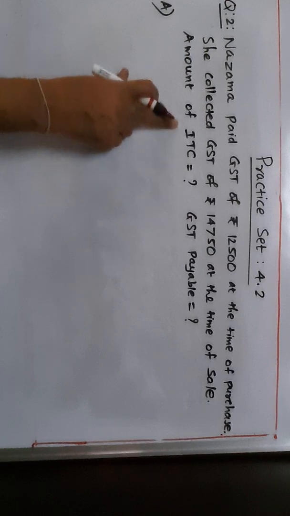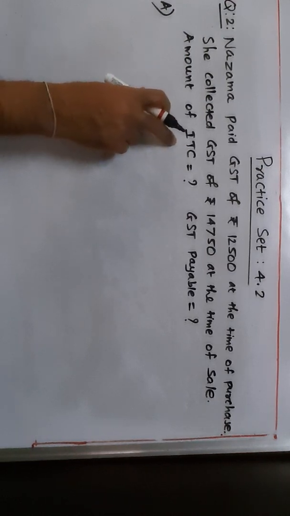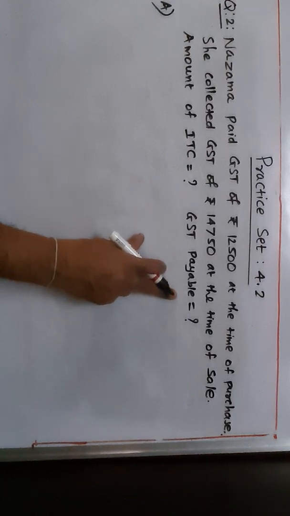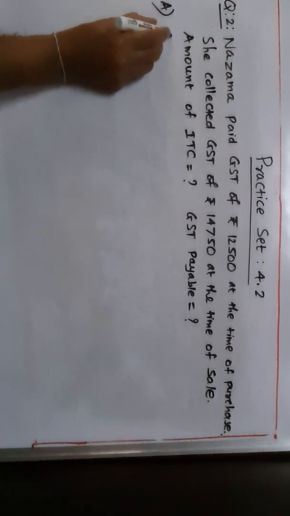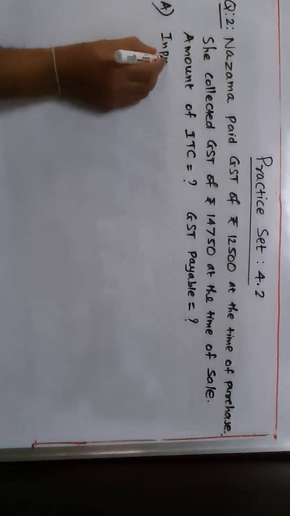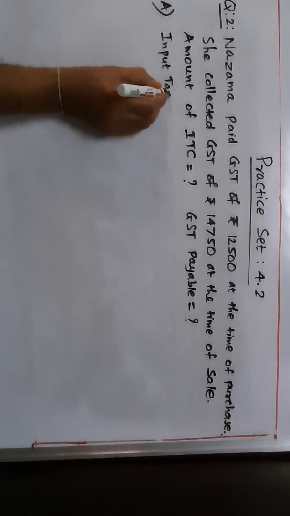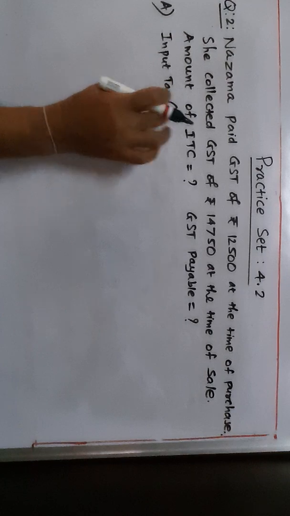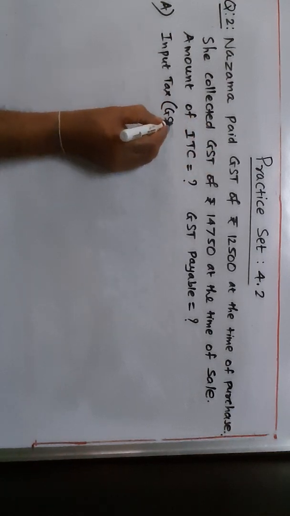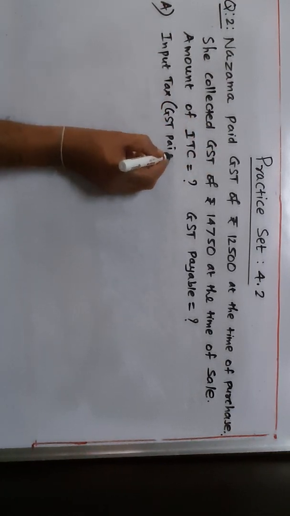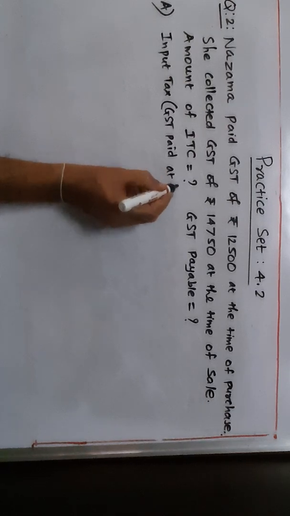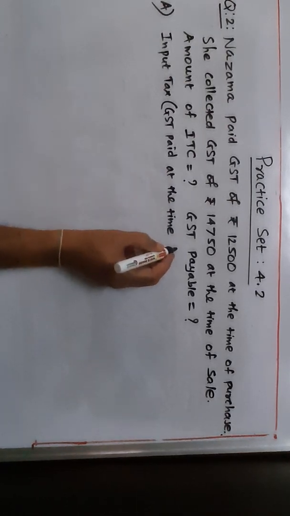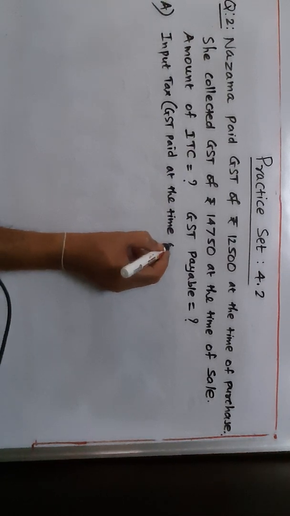Then what is the input tax credit? What will be the tax credit in her account? And what is the GST payable by her? So what we have to write? Input tax, as you know, the definition is GST paid at the time of purchase. This you already know now. Again and again I will not have to write. GST paid at the time of purchase.